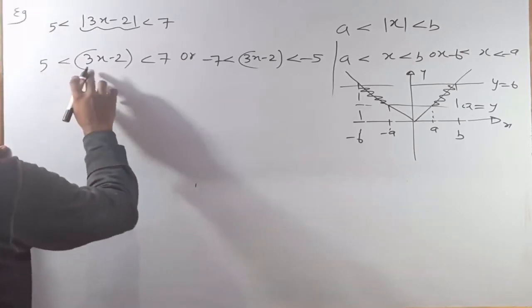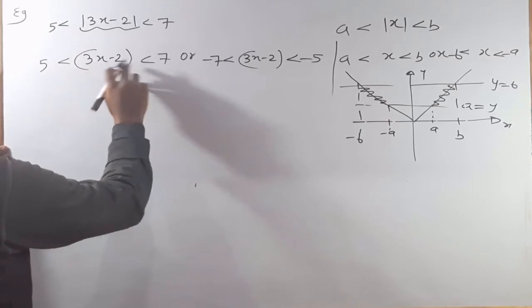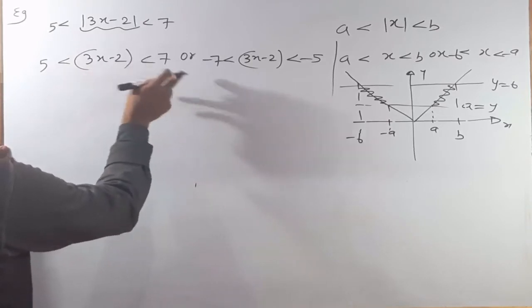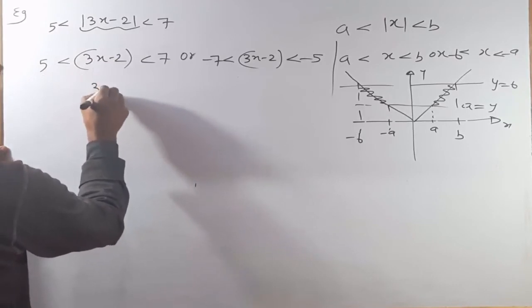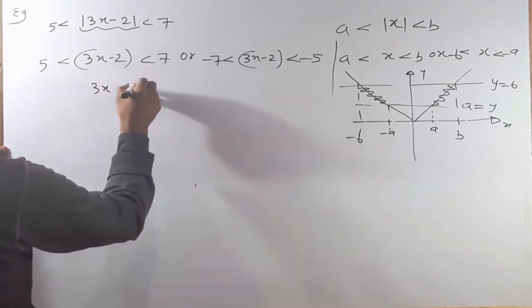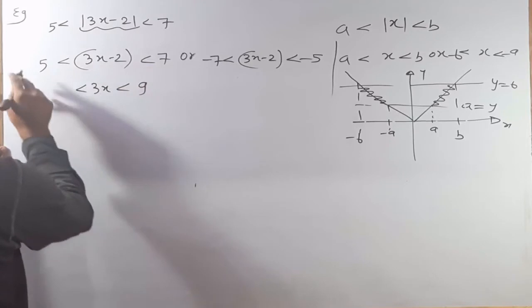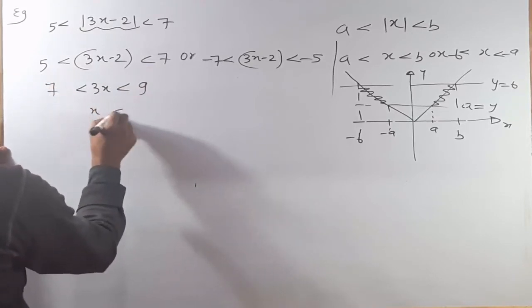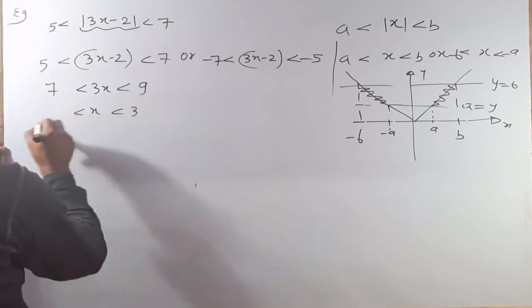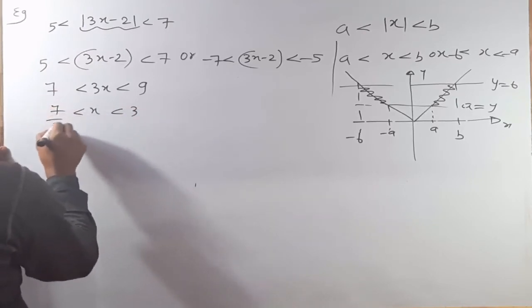So here we can simply solve the inequality. Here we will move this 2 to both the sides. I mean, we will add 2 on both the sides. Then this is going to be 7 plus 2, 9, and this is going to be 5 plus 2, 7. That means we can say 3 is less than 7 by 3.